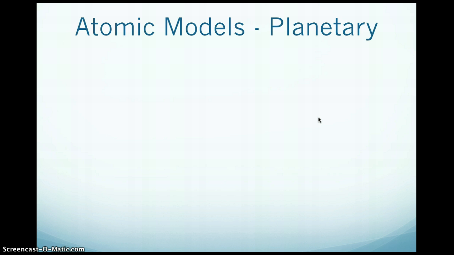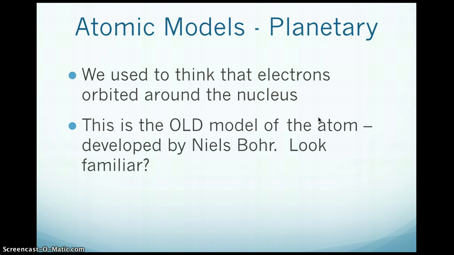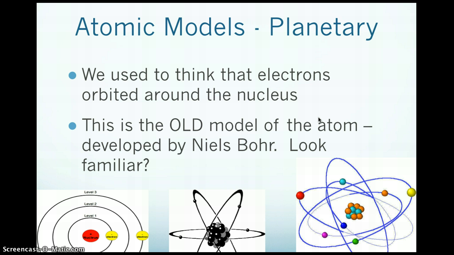All right, here are some atomic models. So we used to think that electrons orbited around the nucleus, kind of like how the planets go around the sun in a fixed path. That's not true. That's the old model of the atom developed by Niels Bohr. So look, here's some pictures. You guys have probably seen images like this before. Pictures where there's the nucleus in the middle and then the electrons cruising around on the outside.